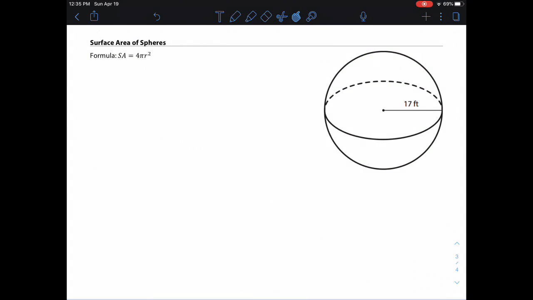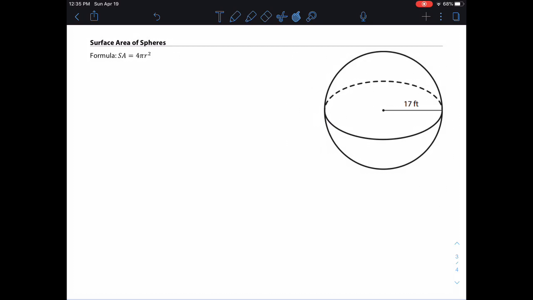Okay, last but not least, the sphere. The sphere is just a fancy name for a ball, right? It's just a ball, like a basketball, baseball, golf ball, volleyball, whatever kind of ball you want to play with.